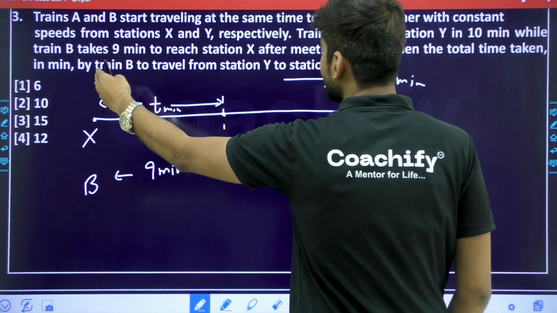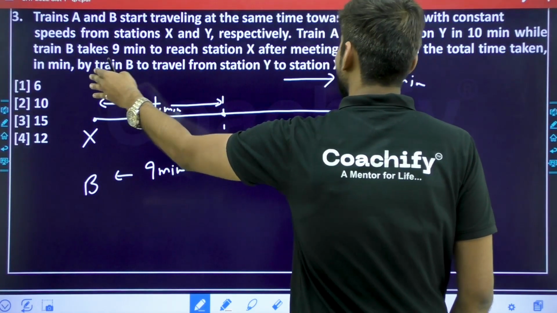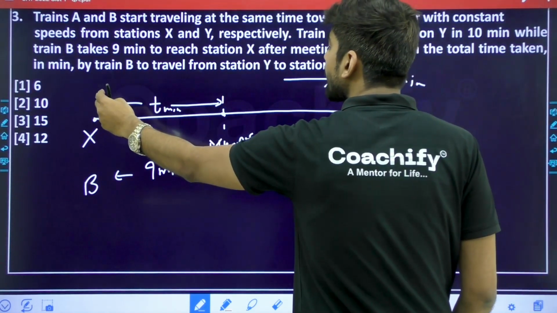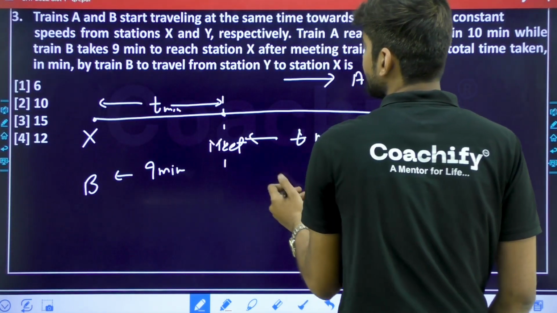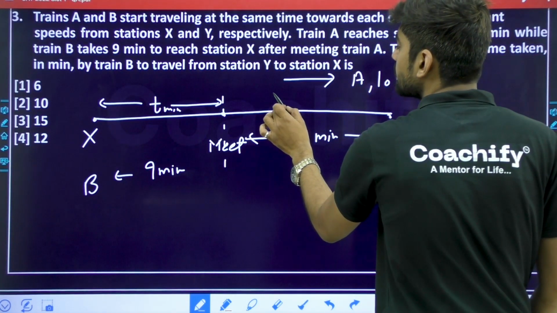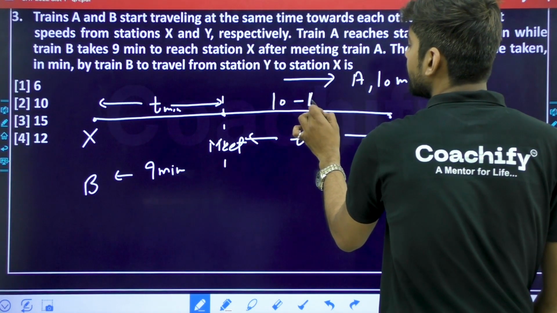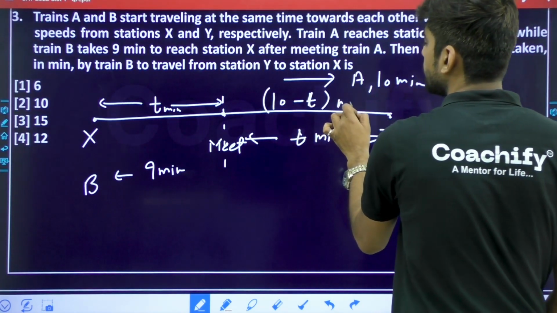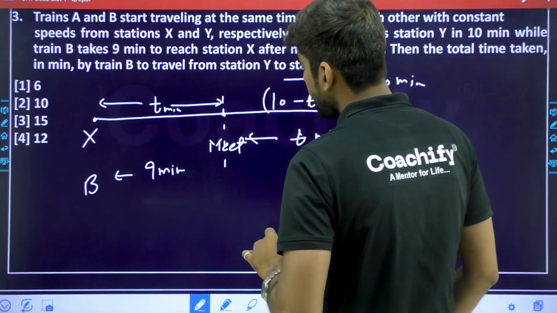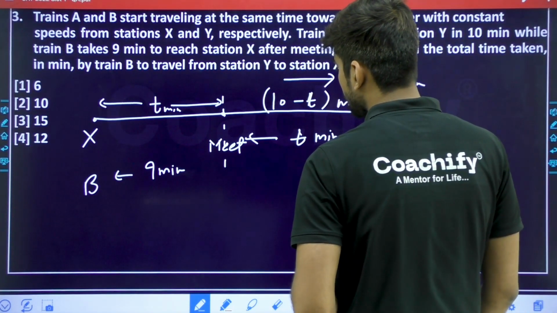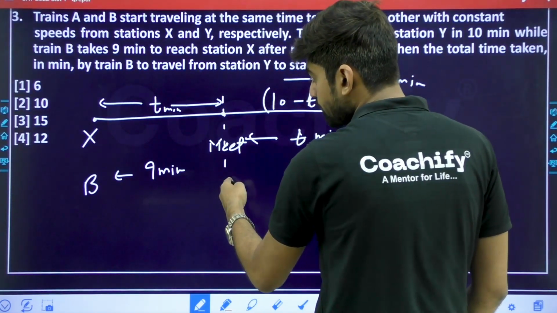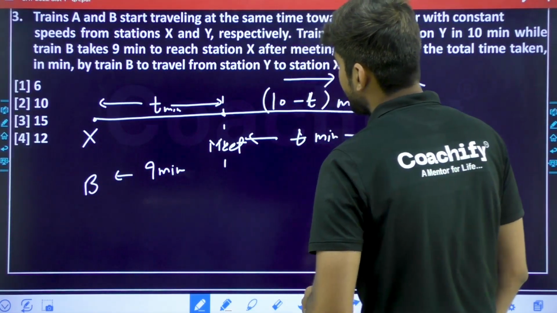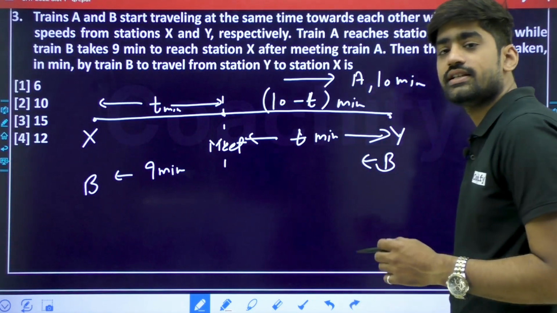If the total time taken by train A is 10 minutes and the time from station X till your meeting point is t minutes, that means the remaining time should be 10 minus t minutes. And at the same time, this time is given as 9 minutes. Which one? Post meeting till station X, and this should be obviously t minutes.